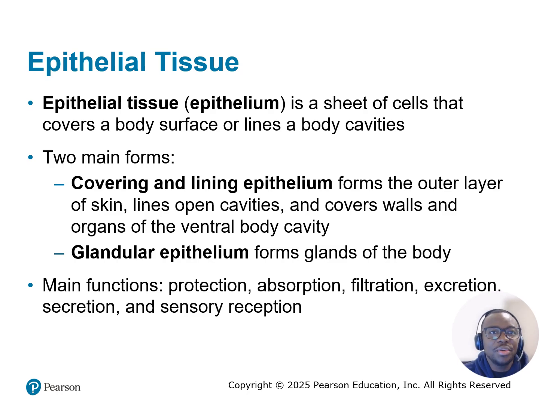We start our review of each tissue type with epithelial tissue. Epithelial tissue covers body surfaces or lines internal cavities. They can be divided into two forms: covering and lining epithelium and glandular epithelium. Covering epithelium forms the outer layer of the skin, lines open cavities, and covers walls of organs of the ventral cavity.